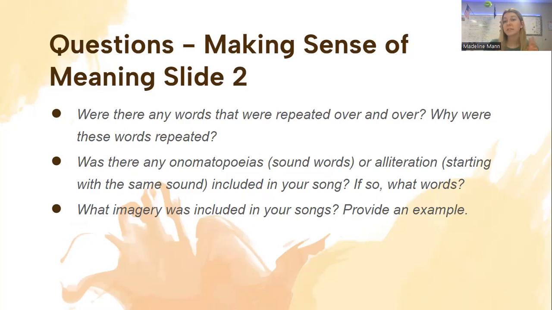Was it part of the rhythm? Did it have some type of meaning to the artist? Is it like the song's title? Was there something that was repeated a lot?